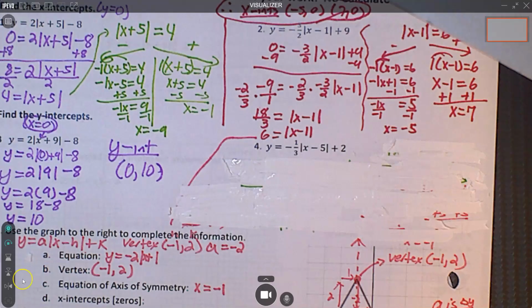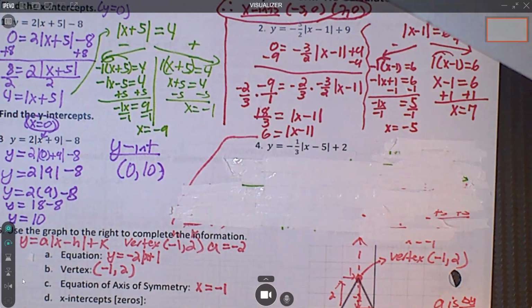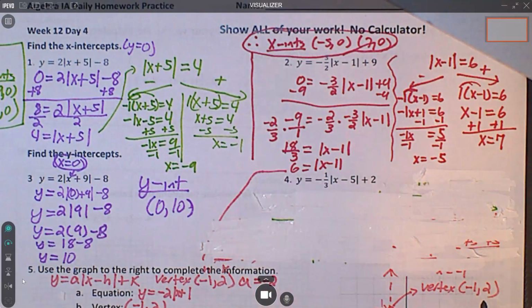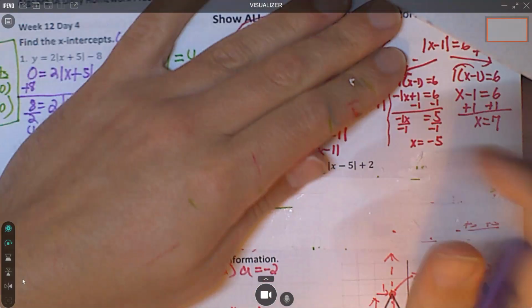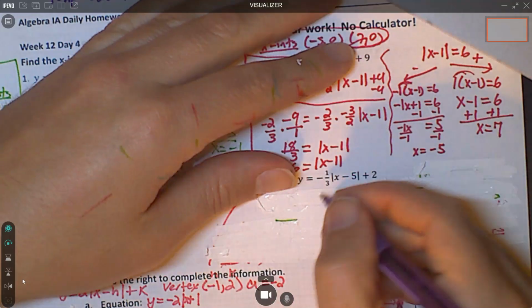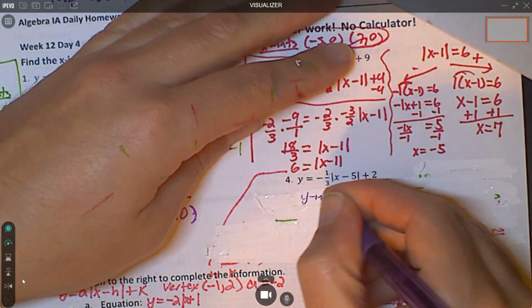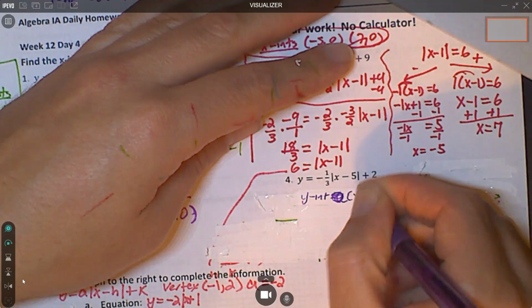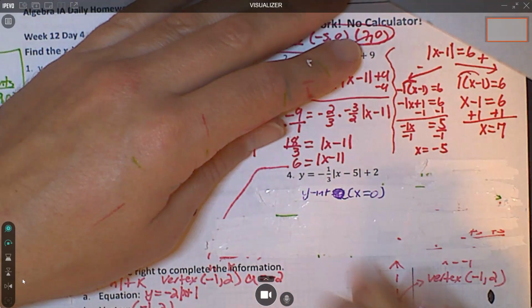So, I had to refilm this part of the video because I forgot we were doing y-intercept. I did the x-intercept, so you can see all that white out. Okay. Y-intercept is x is 0.